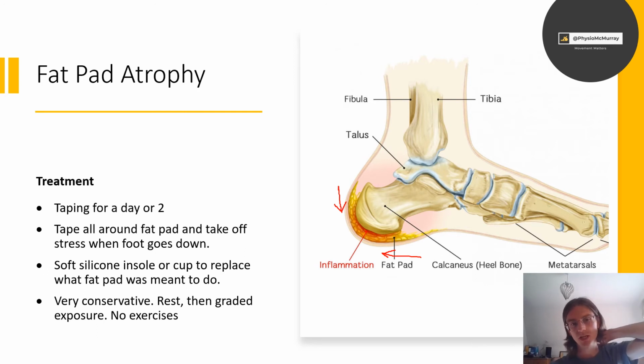You can use soft insoles or heel pads. If you imagine the foot's in a shoe, you'll just put a soft heel pad in this area here that helps the cushioning, so it does what the fat pad's meant to do. And then you just have to be very conservative. Strengthening isn't going to make this better because it's not an issue with the tendon or the muscle. You want to rest it to allow the fat pad to decrease its inflammation and recover essentially.